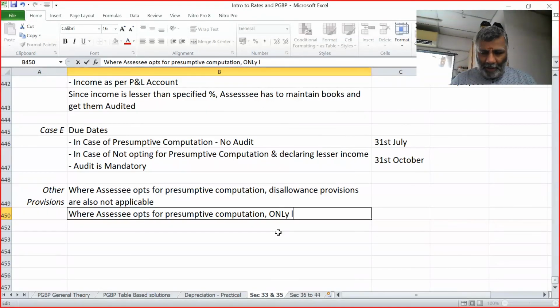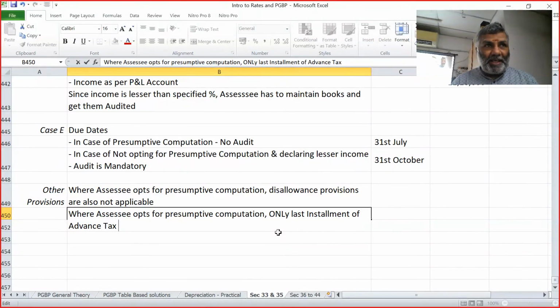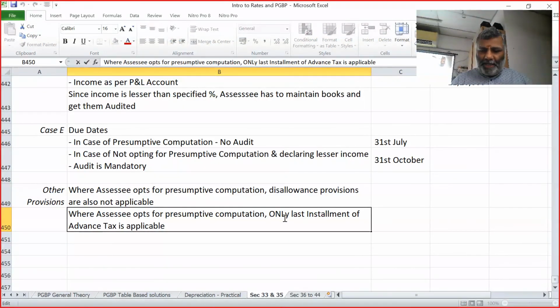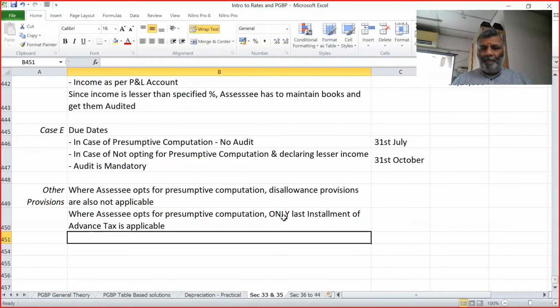Only the last installment of advance tax is applicable. He need not pay June, September, December and all. Only March 15th is applicable. Where assessee opts for presumptive computation, only the last installment of advance tax is applicable. We'll study that when we do TDS and advance tax, but generally.